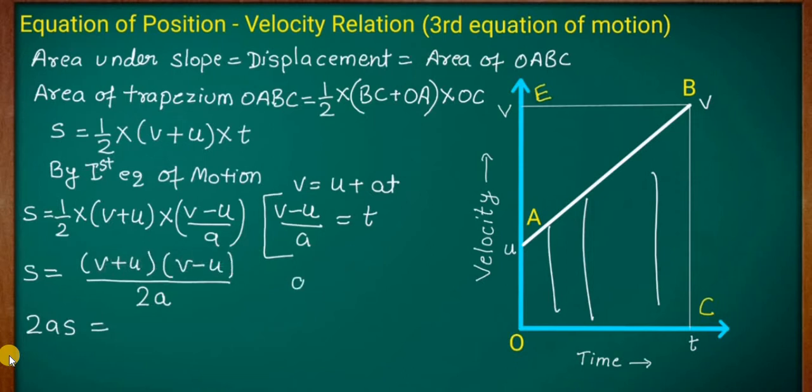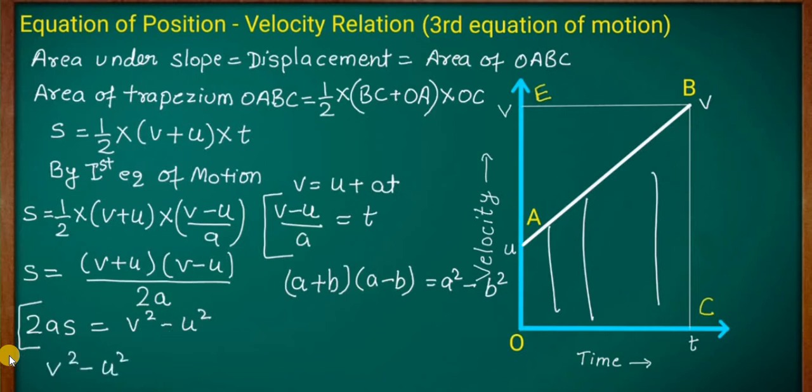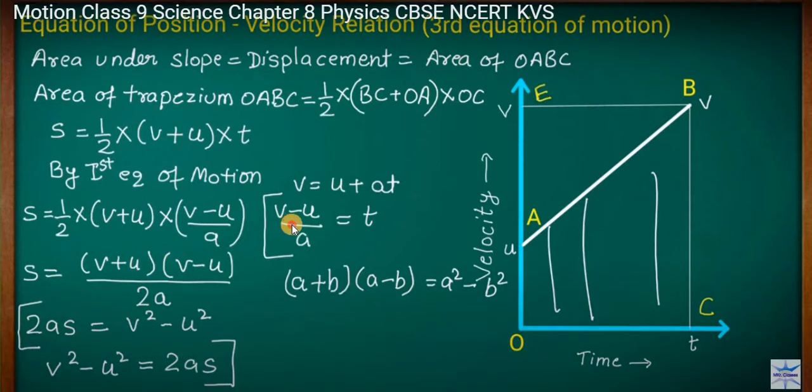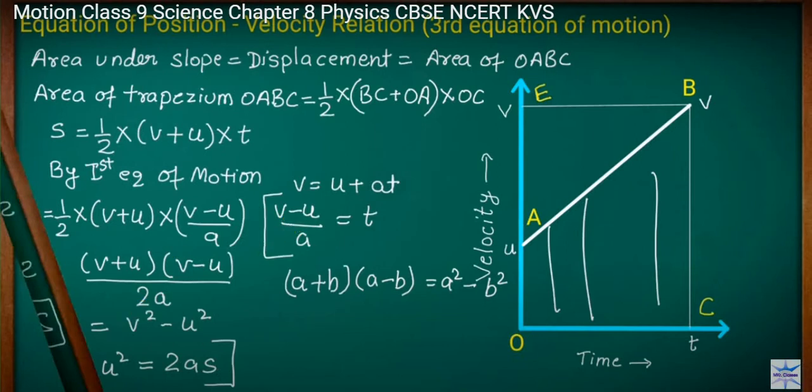This is the maths identity, as we know that a plus b into a minus b is equal to a square minus b square. So instead of v plus u, v minus u, we can write v square minus u square. So 2as is equal to v square minus u square. This is our third equation: v square minus u square is equal to 2as. Let's revise one more time.